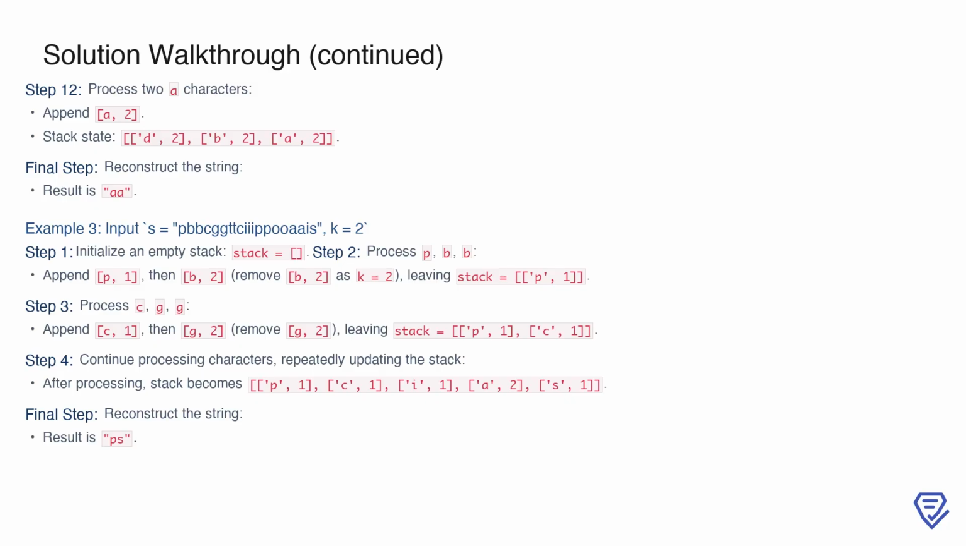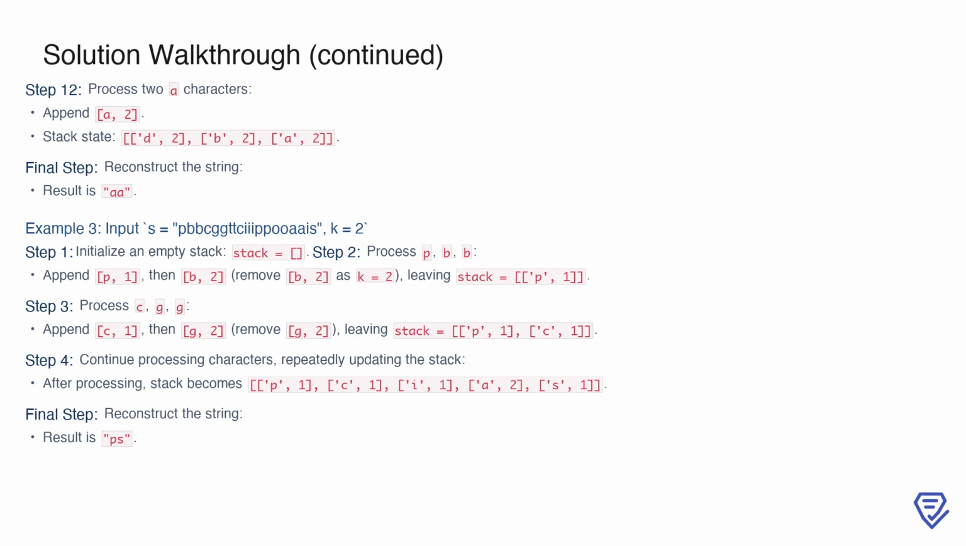To reconstruct the string, we repeat each character in the stack according to its count, which results in AA. In the third example, with the input string puktsitsipoepois and k equal to 2, we follow the same process. After processing all characters and repeatedly updating the stack, we end up with P1, C1, I1, A2, S1. Reconstructing the string from the stack gives us PS.